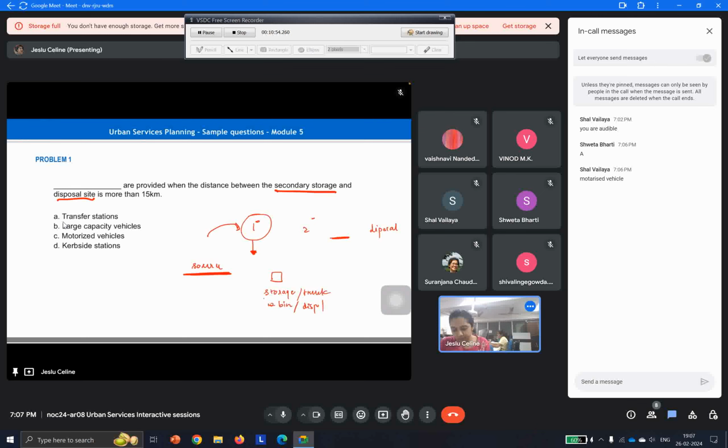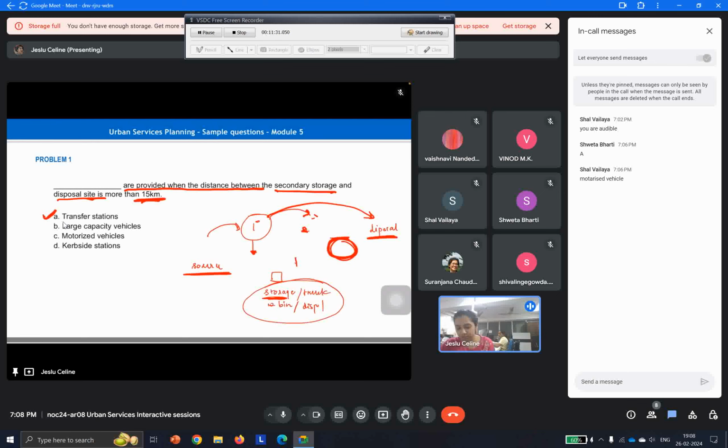Then from this intermediate storage, if you take something, that becomes secondary. And that secondary again can be deposited in any of these facilities, so either it can be a disposal site also. Now, if there's something between the secondary and the disposal site, an intermediate storage, and you're using a system to take it from there, what is that? Here, what is asked is the distance between the secondary and disposal site, if it is more than 15 kilometers. So the answer is A, transfer stations. I think Shweta has correctly said the answer is transfer station.